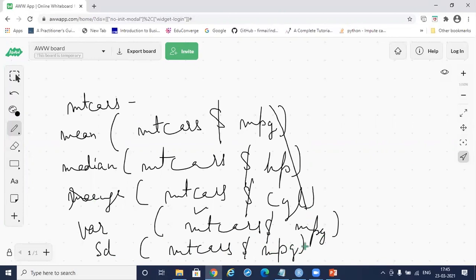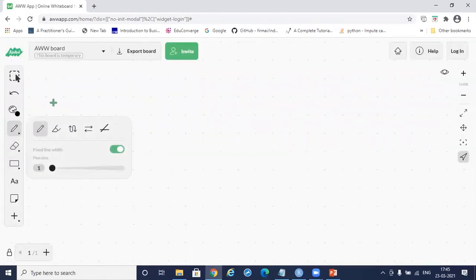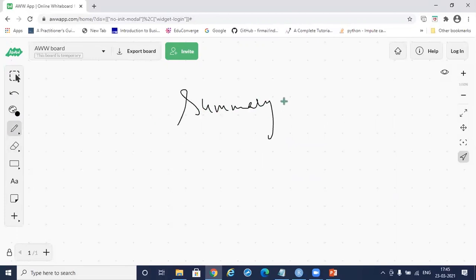Now this one is one. And if I want to take entirely mean, median, mode, range, everything clearly in one go only, what I can do, I can simply write it here, summary. Just give me the summary of mtcars. So it will start showing all the minimum, maximum, ranges, mean, median, everything it is going to give me.